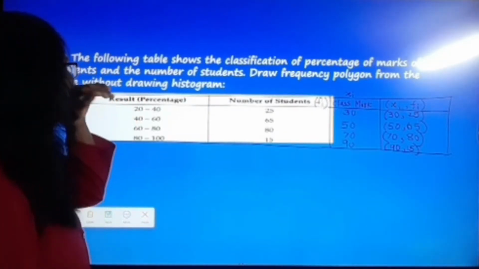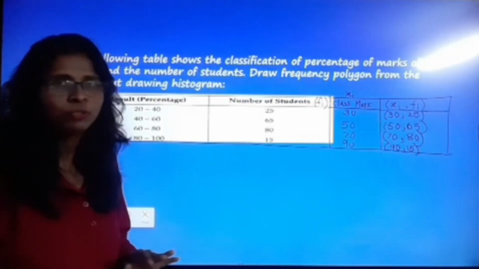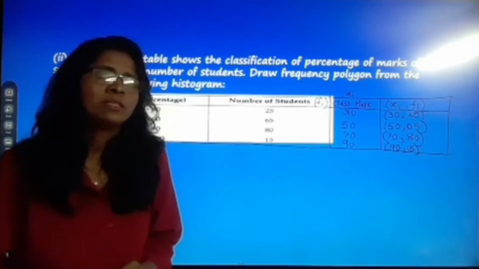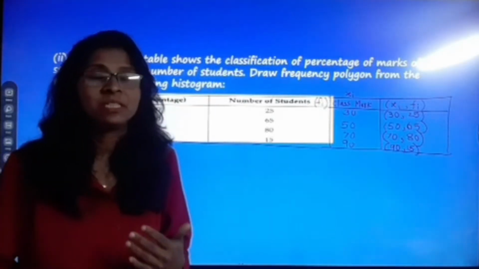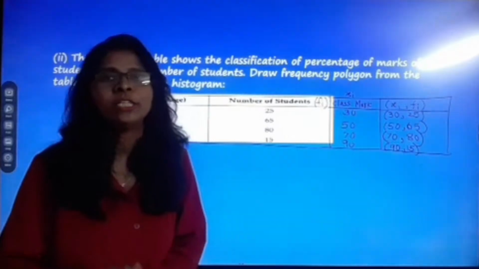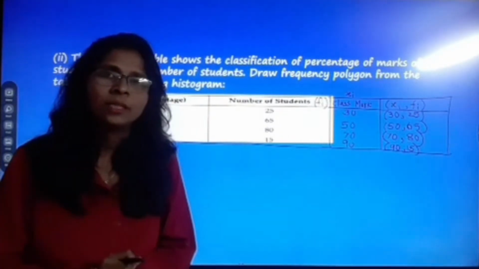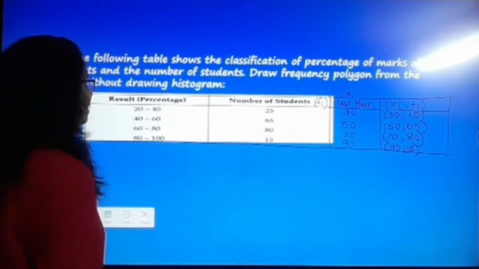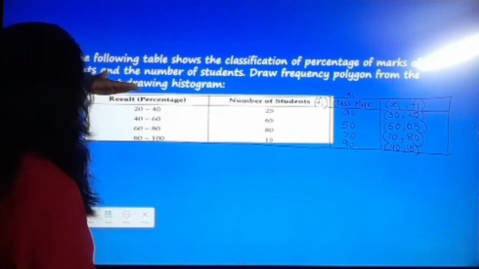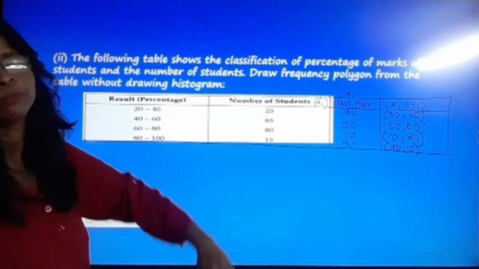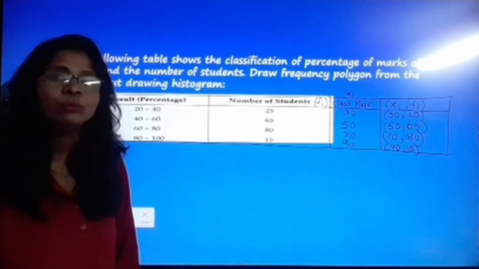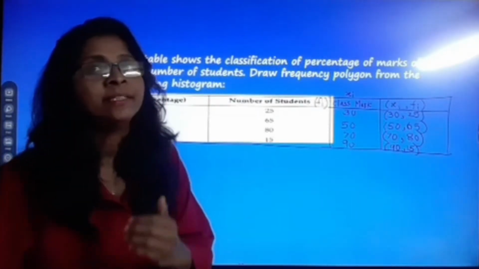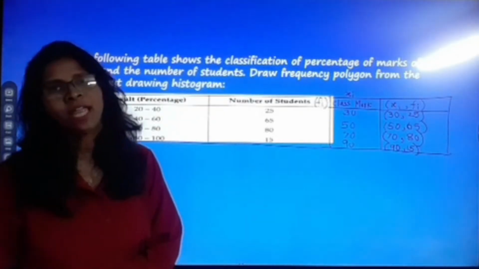From this table we do not draw the histogram. There is no need of the histogram. But here, students, I forgot something. The forgotten thing is that you should write the first coordinate and the last coordinate of xi fi.